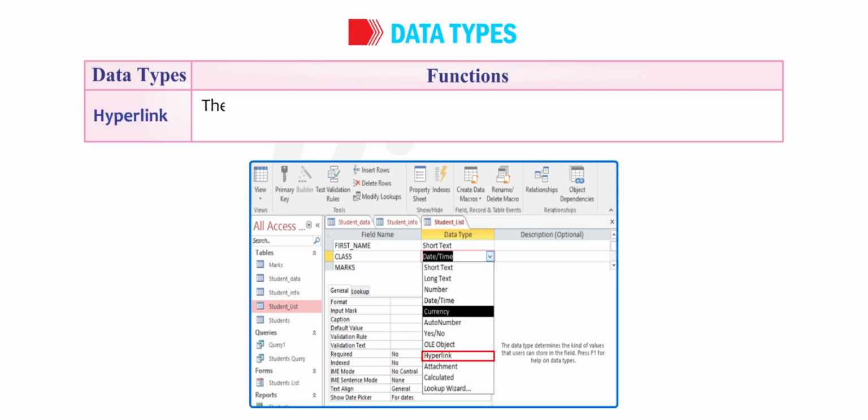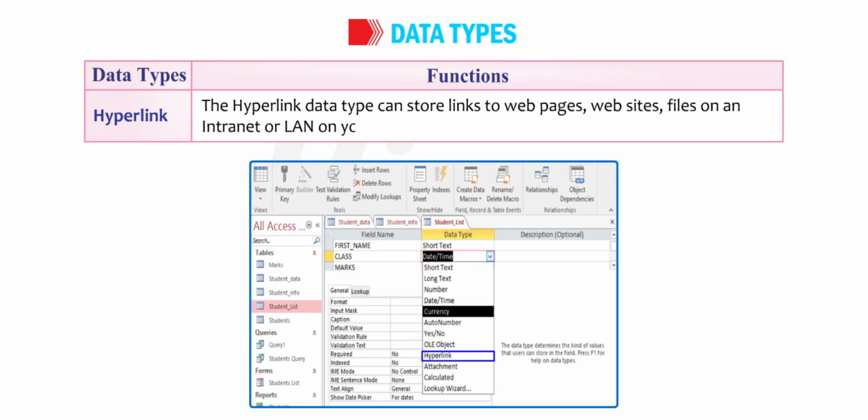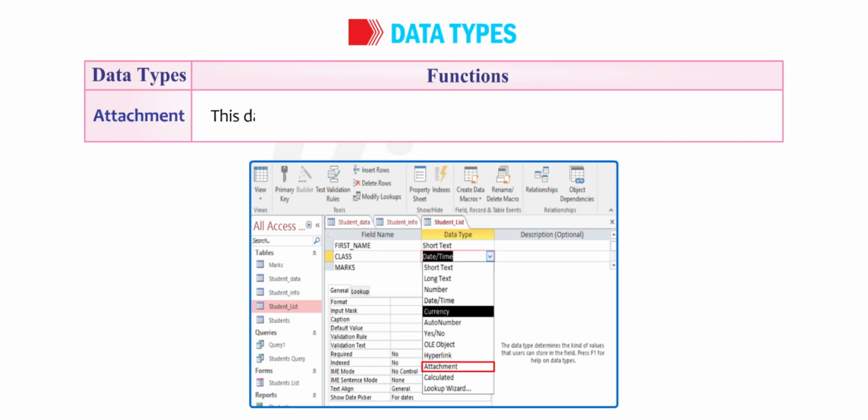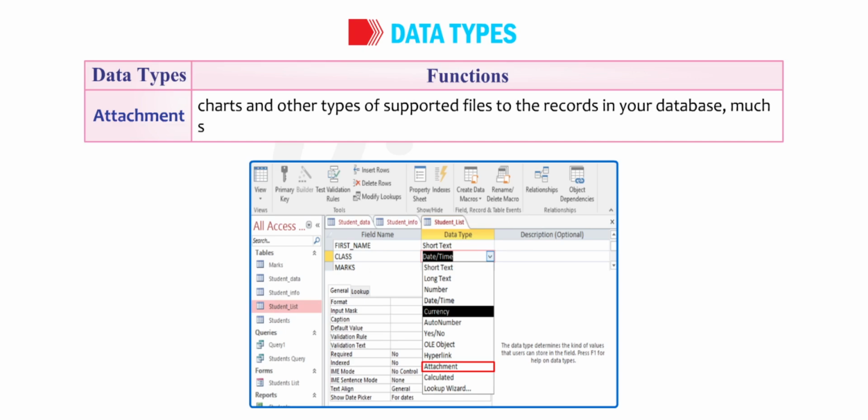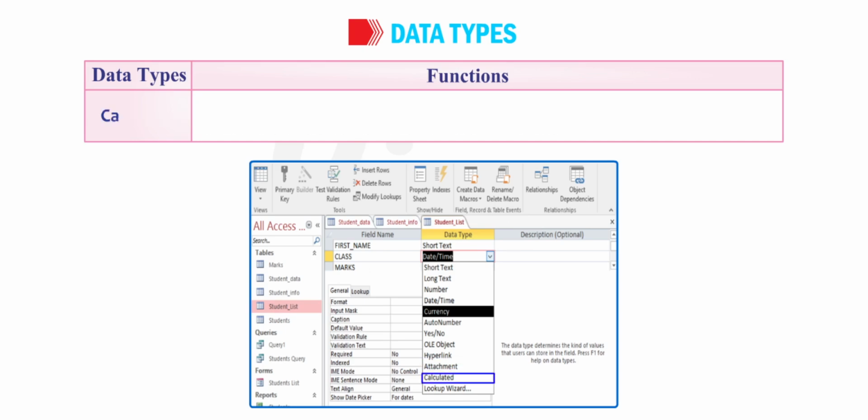Hyperlink. The hyperlink data type can store links to web pages, websites, files on an intranet or LAN on your computer. It stores up to 1 GB of data. Attachment. This data type allows you to attach images, spreadsheet files, documents, charts and other types of supported files to the records in your database, much similar to the manner you attach files to emails.